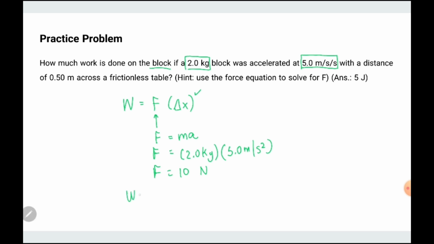Of course, this is not the final answer. That is only the force applied on the block, 10 newtons. Multiply that with a displacement of 0.5 meters. So what we get is the force times the displacement, which is the work done on the block, equivalent to 5 joules.